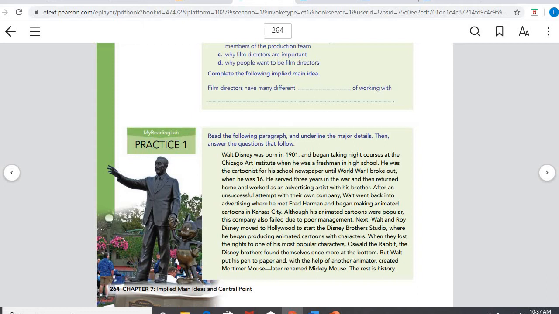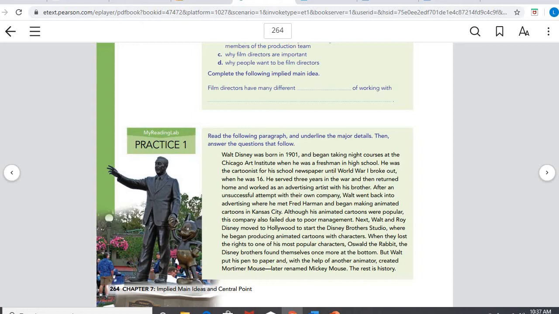Walt Disney was born in 1901 and began taking night courses at the Chicago Art Institute when he was a freshman in high school. He was the cartoonist for his school newspaper until World War I broke out when he was 16. He served 3 years in the war and then returned home and worked as an advertising artist with his brother. After an unsuccessful attempt with their own company, Walt went back into advertising where he met Fred Harmon and began making animated cartoons in Kansas City. Although his animated cartoons were popular, this company also failed due to poor management.